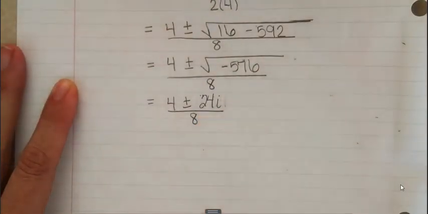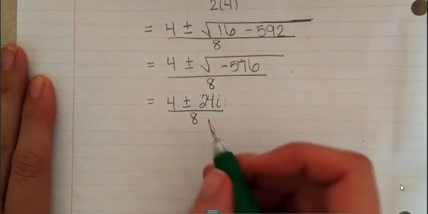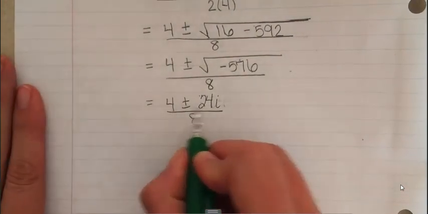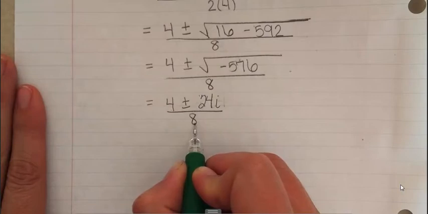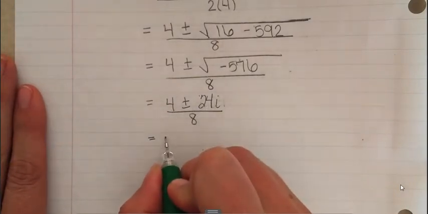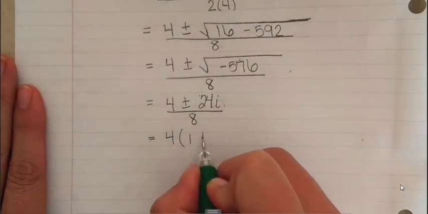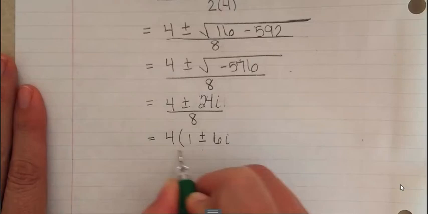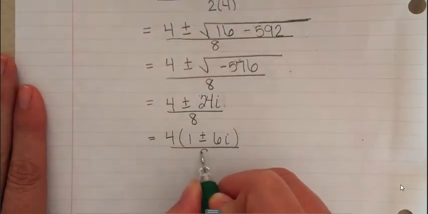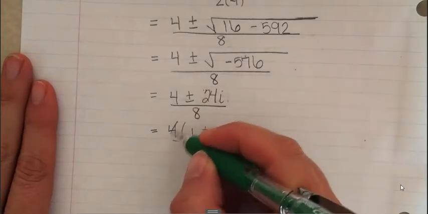It's kind of similar to every time that we use variables, we have terms. All right, so now I'm going to look for a greatest common factor here that maybe I could reduce out with the bottom. So 4 and 24 have a greatest common factor of 4. So I'll factor that out. I'll be left with 1 plus or minus 6i all over 8. And then 4 and 8 can be reduced.